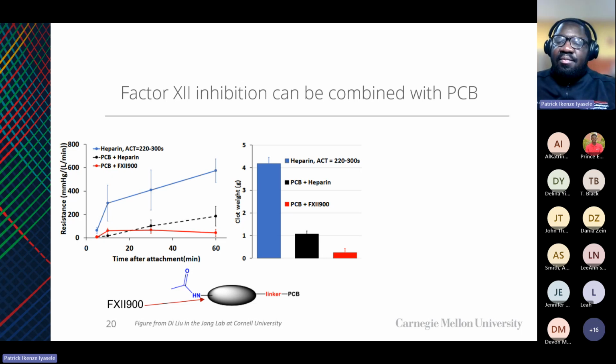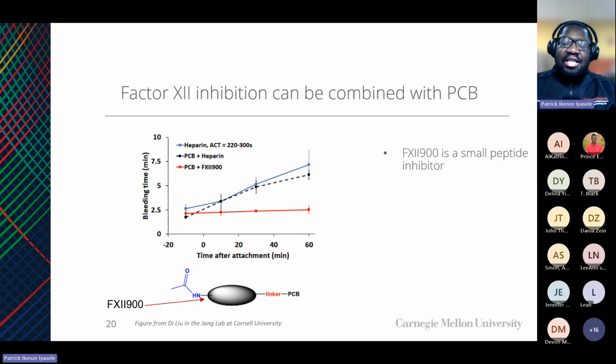Another method of inhibiting factor 12 is by using a small peptide inhibitor called factor 12-900. In previous work, we have shown that factor 12-900 is able to maintain a lower resistance and lower clot formation when used in a rabbit-sized ECMO circuit with the PCB coating, as you can see in this graph. It was able to do this without increasing the bleeding time, which is the measurement of how long it takes for a small cut to clot off in the subject.